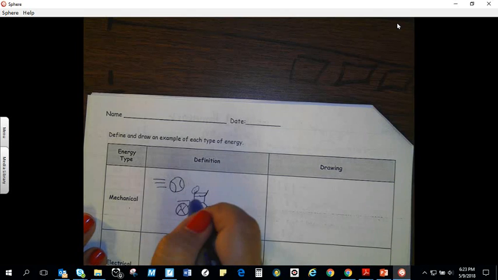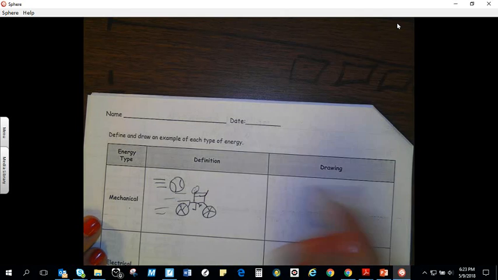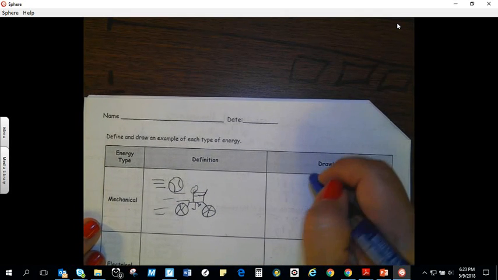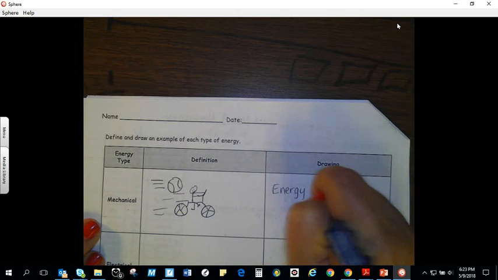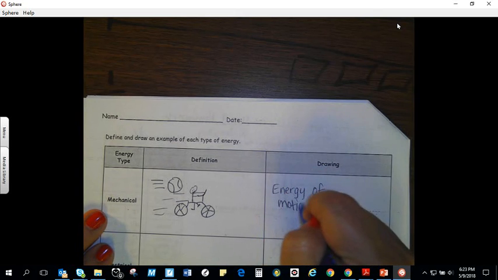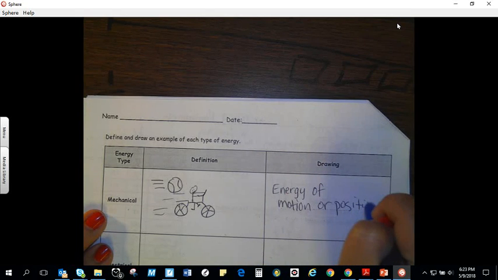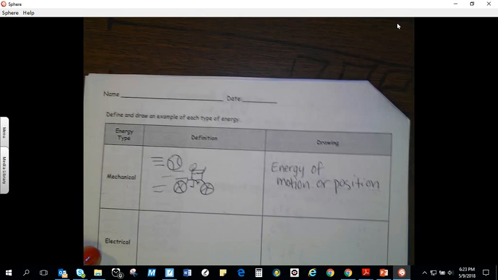And so this is mechanical. In order for this to work, I have to have mechanical energy. And mechanical energy is energy of motion or position. So it's energy of motion. Energy of movement, motion has to be moving or position. So wherever it's at, then we put it in motion. So we're putting this thing in motion. Okay.